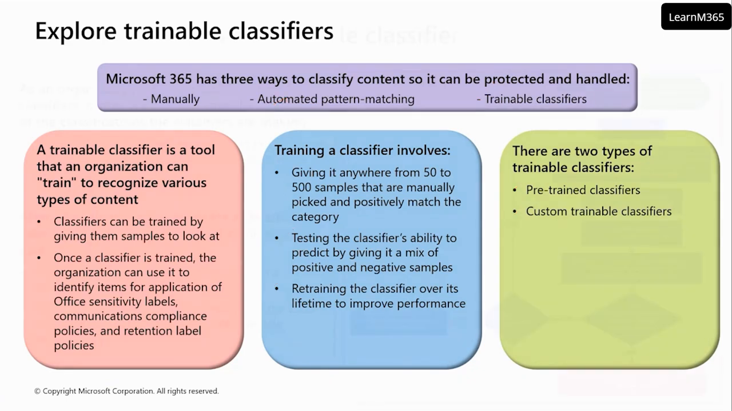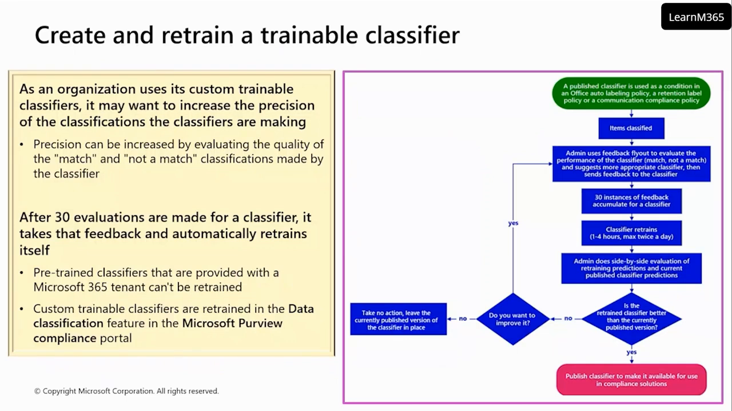So how exactly does it work? For example, let's say you created your own or submitted samples to Microsoft to create your own trainable classifiers, and Microsoft will publish it for you. After that, it will ask you for your feedback. A published classifier is used as a condition in an auto labeling policy, a retention label policy, or a communication compliance policy, be it any policy. Then items are classified. The admin uses the feedback flyout to evaluate the performance of the classifier, match or not a match, and suggest a more appropriate classifier, then sends feedback to the classifier.